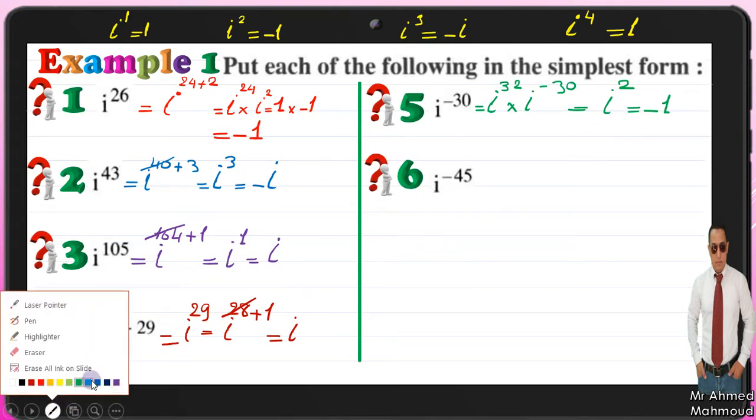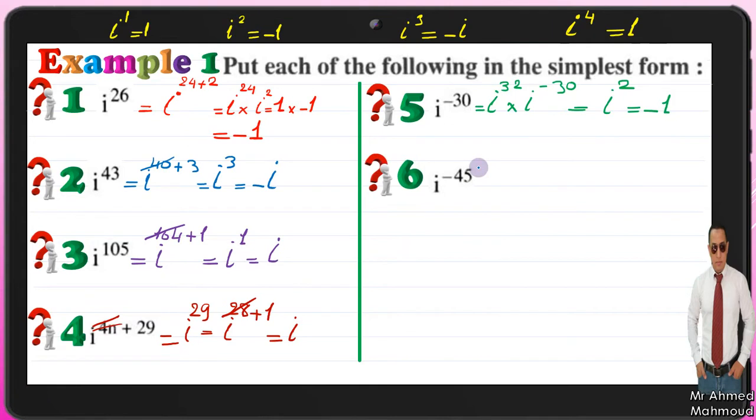45. I'm going to search for a positive number greater than 45 in table 4. 45 is not in table 4. 46 is not. 47 is not. 48 is in table 4.